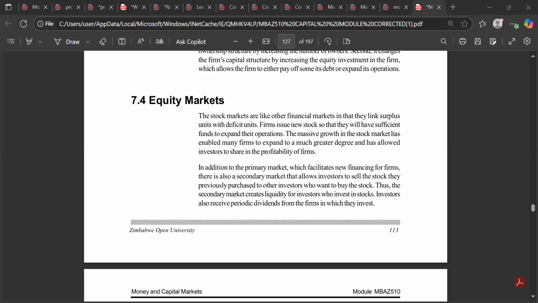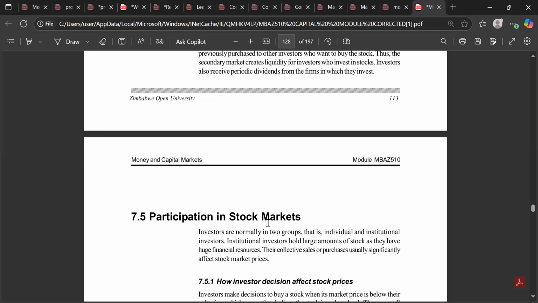So now, the equity market is generally a place where shares are traded. For instance, in Zambia, we have the Lusaka Stock Exchange, or LUSE in our case. Now, how do investors participate and what are the stock price dynamics?